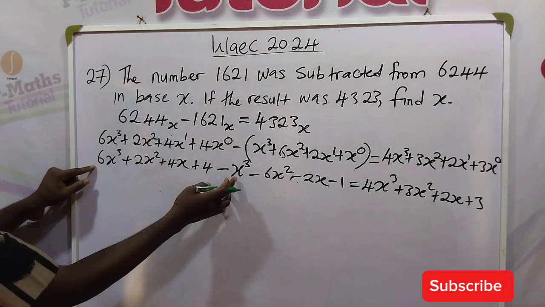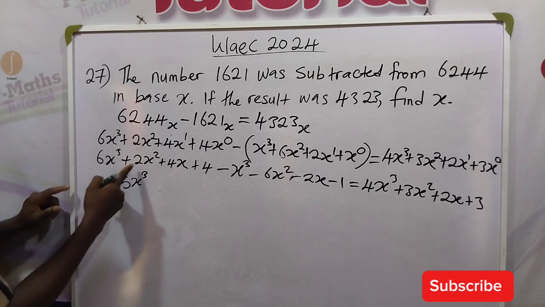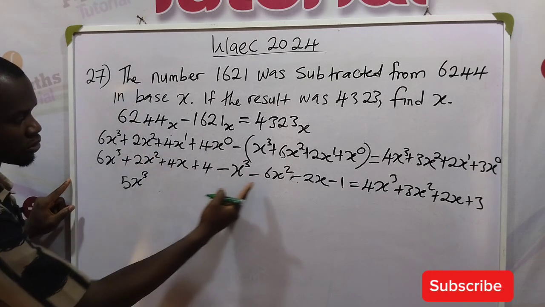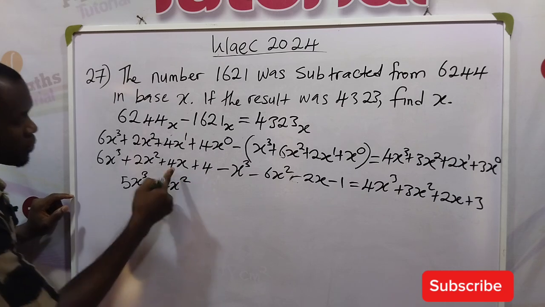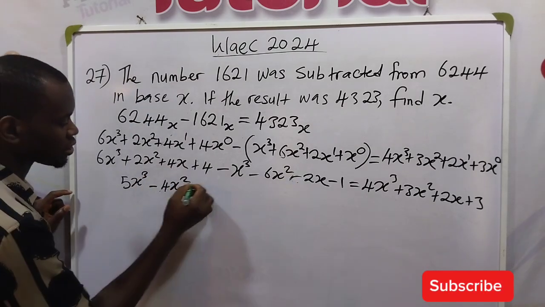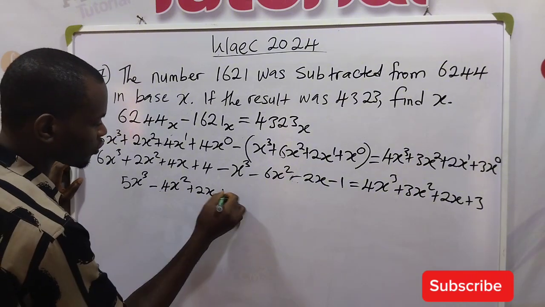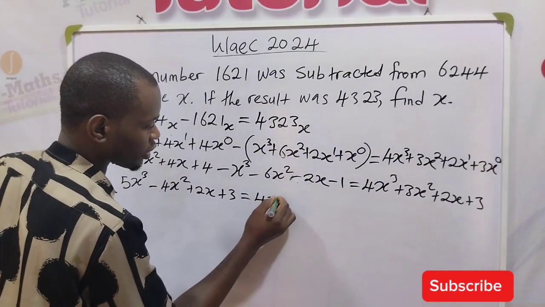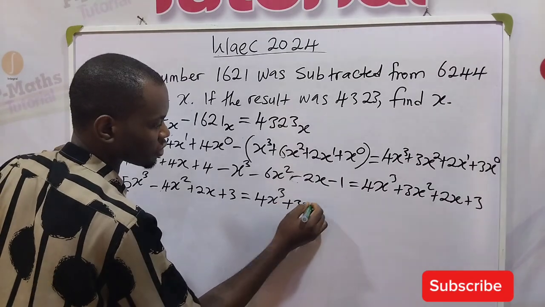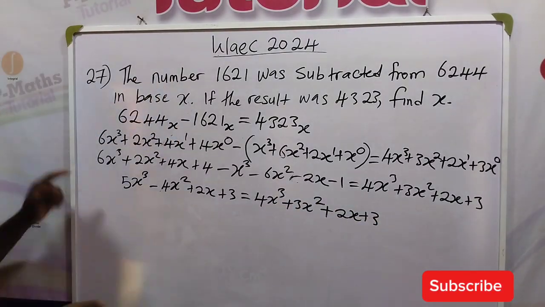Now let's simplify collecting like terms. 6x cubed, we subtract x cubed, we have 5x cubed. 2x squared will subtract 6x squared, we have minus 4x squared. 4x will minus 2x, we have 2x. Then 4 minus 1 will give us 3. Equals 4x cubed plus 3x squared plus 2x plus 3.